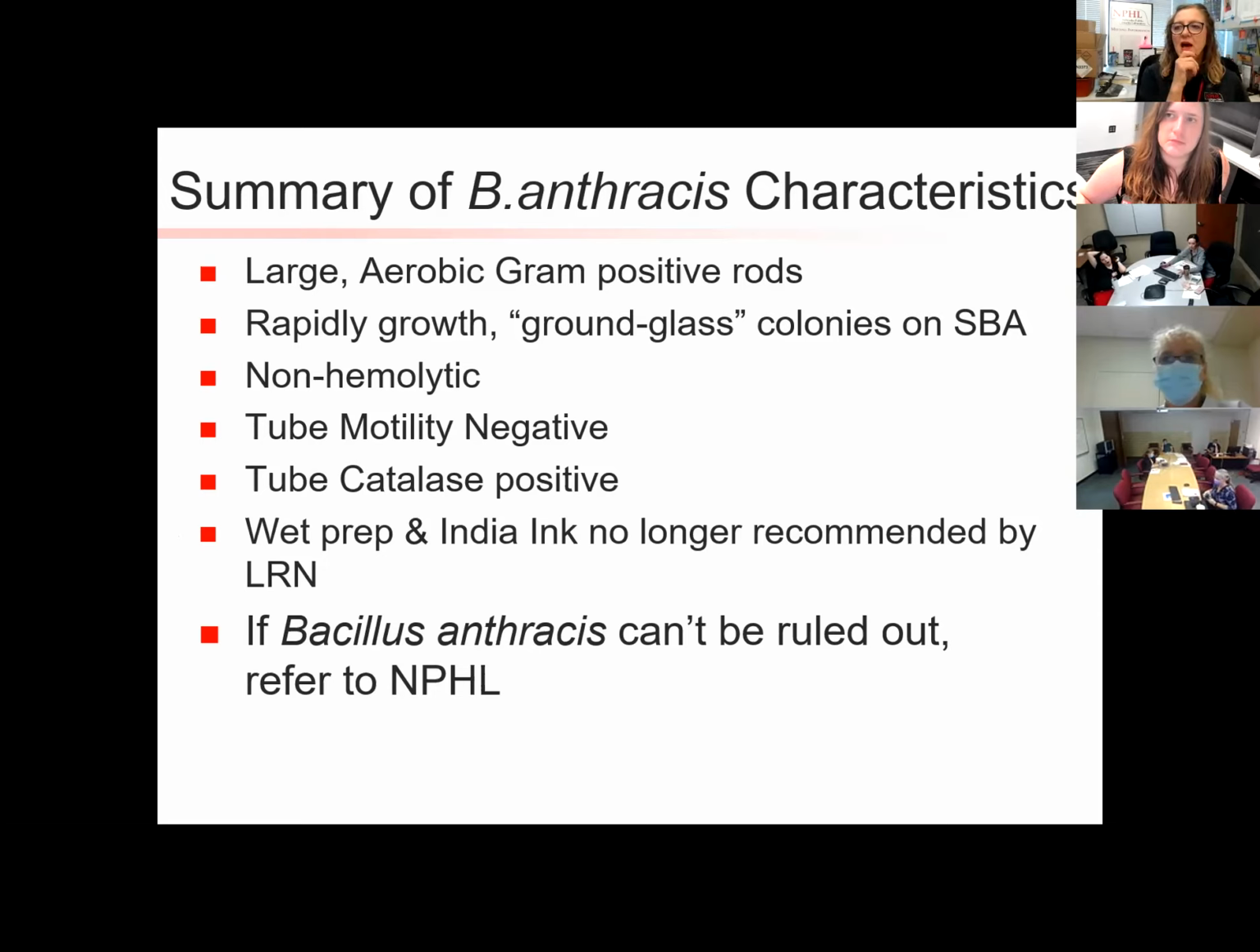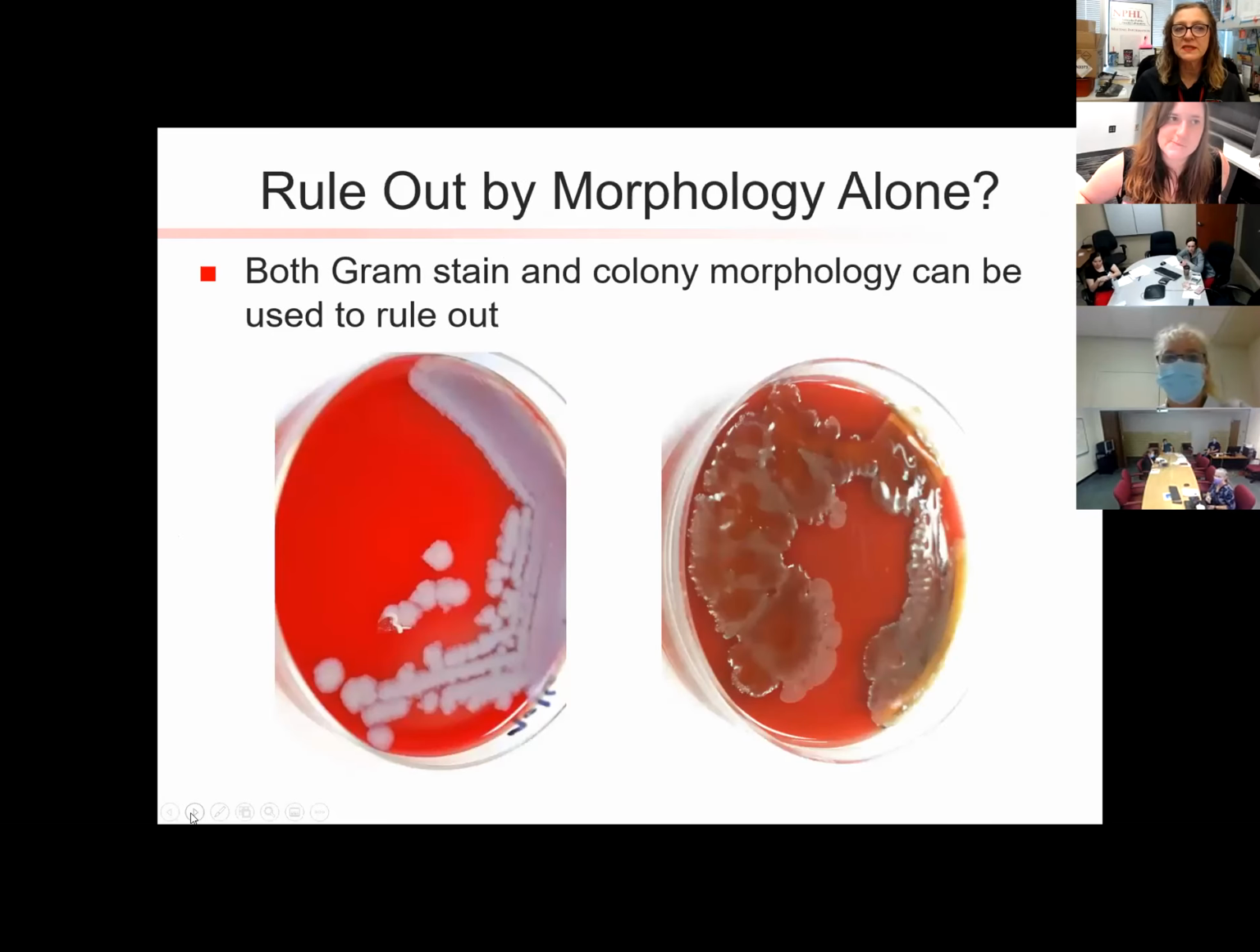I failed to, I'm going to take a minute longer and still talk about Bacillus anthracis because I forgot to show you just a couple of things. Okay, so I was talking about Bacillus anthracis, and I wanted to show you a couple more slides.